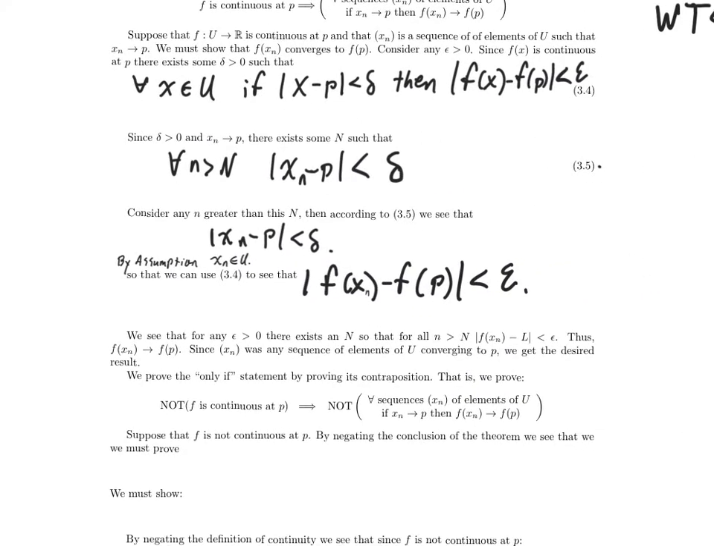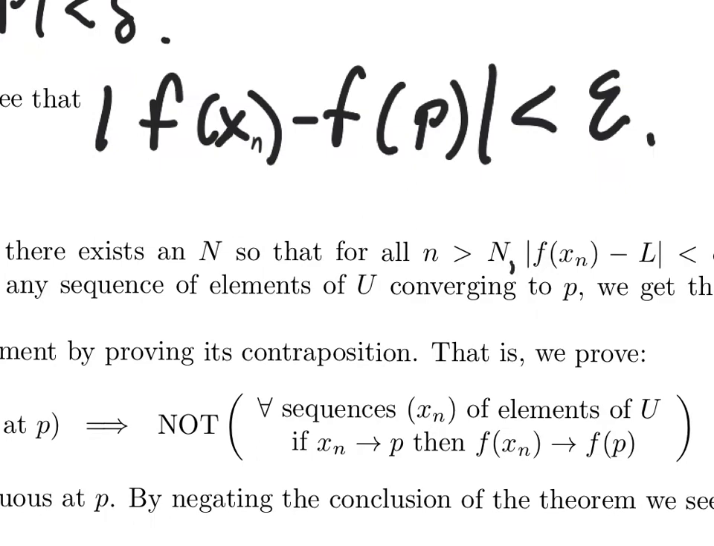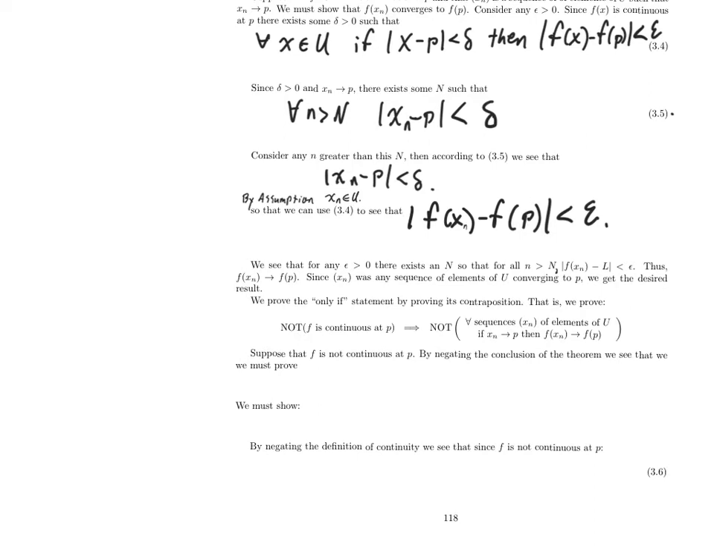So I've proven that for every epsilon bigger than 0, there exists a big N such that for all little n bigger than big N, there should be a comma there, the absolute value of f of x sub n minus L is less than epsilon. This means that f of x sub n converges to f of p. Since x sub n was any sequence of elements of U which converges to p, I get the desired result. So there's the forward direction.